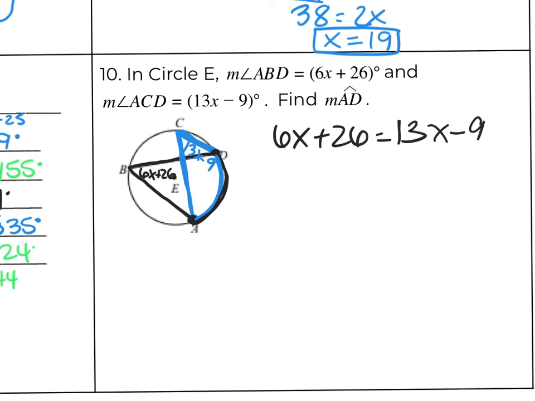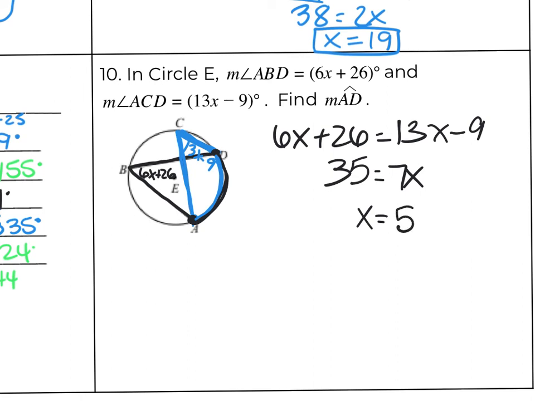Okay, we're going to do this one real quick before lunch, so just go quick. All right, I would minus 6x, 7x, add 9, 26 is, geez, oh my goodness, 35. Divide by 7, x would equal 5.